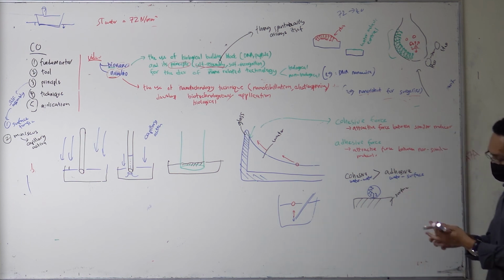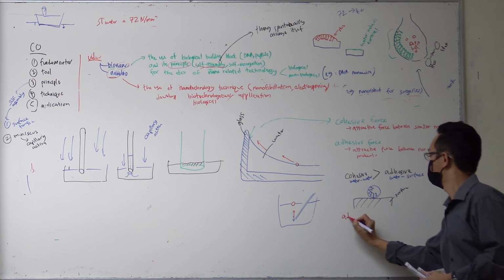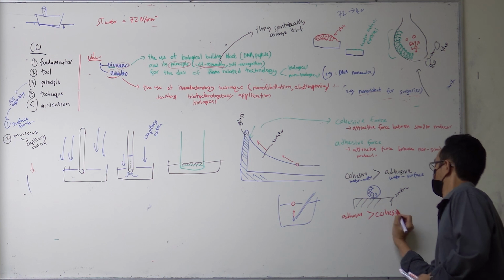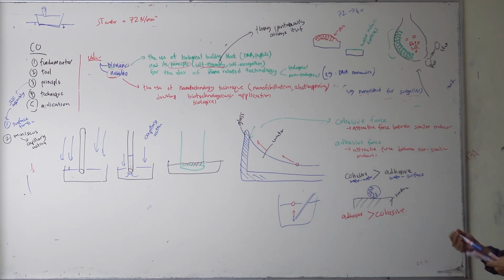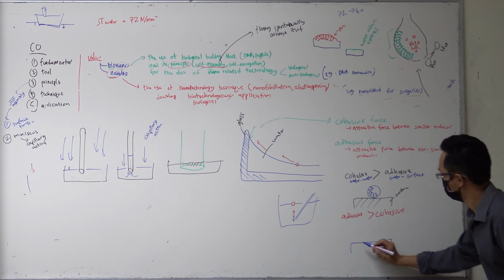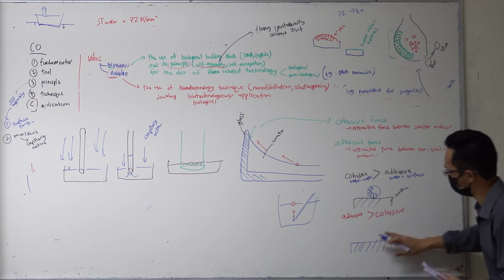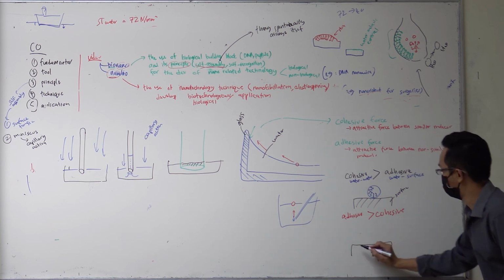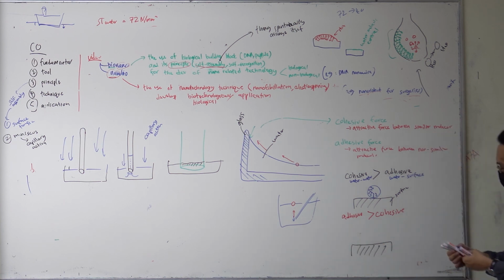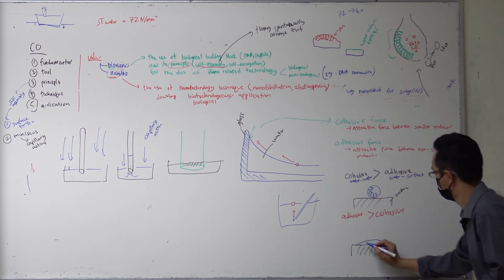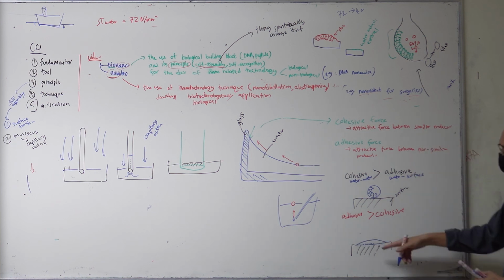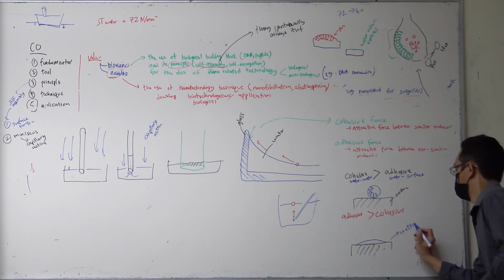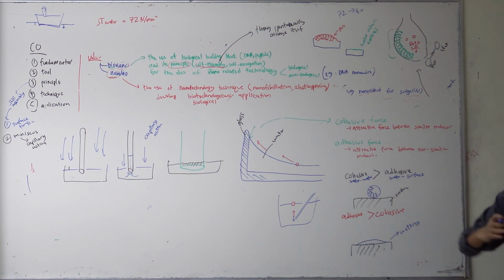Now, if the adhesive force is higher than the cohesive, what will happen when you drop water on that surface? The water will collapse, it spreads like this. It likes the surface more. This is what we call wetting. The water wets the surface.